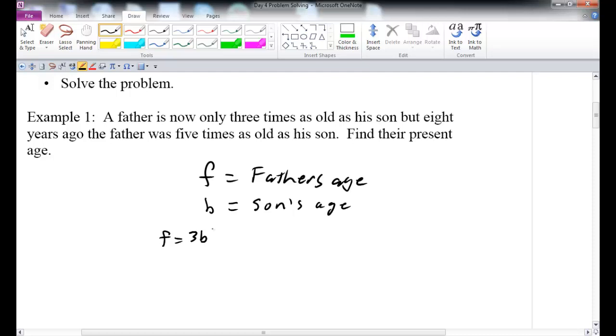If f and b are the father's and the son's age, we do f minus 8 and b minus 8 for their ages 8 years ago. So we would have a relationship like this. F minus 8 equals 5 times b minus 8. Because if you read the problem, 8 years ago, the father was 5 times as old as his son. Now you can see we have a system like we've solved before.